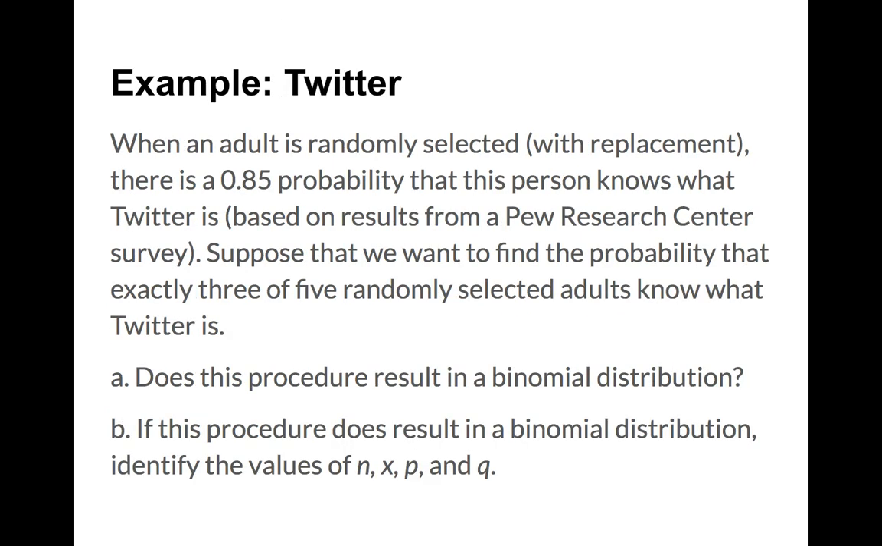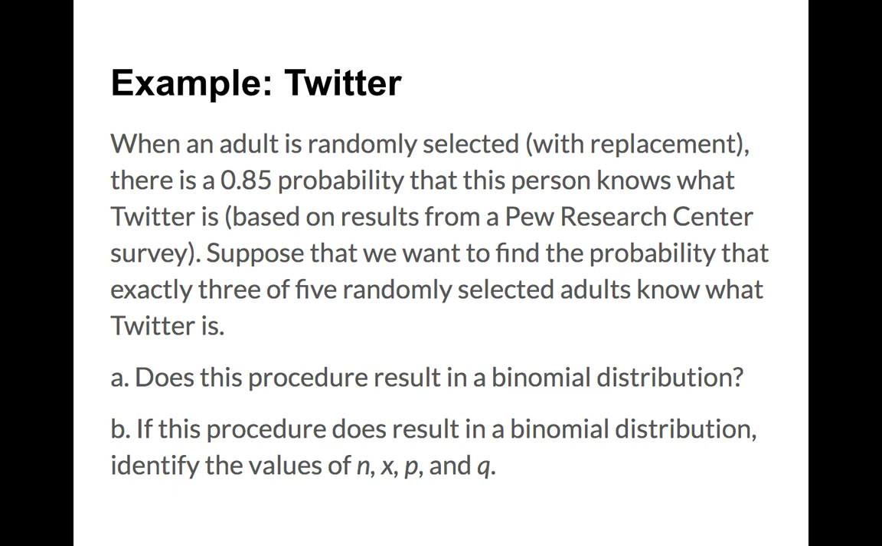So let's look at an example. Twitter is a pretty fun little thing if you like social media. But if a random adult is selected with replacement, and that is key right there, there's a 0.85 probability that this person knows what Twitter is. Okay. So if we want to find the probability that exactly 3 of 5 randomly selected adults know what Twitter is, we can use binomial random variables or binomial probability distributions to help us find this.